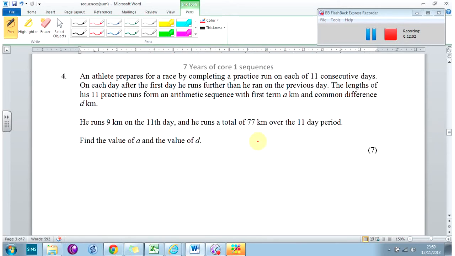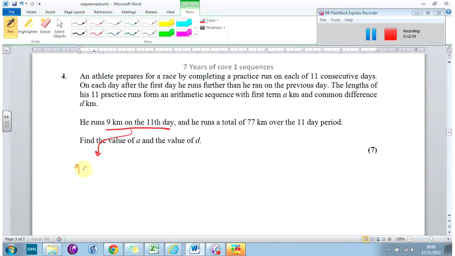Okay, question 4. Right, trickier one this. Lots of writing, 7 beautiful marks. What have we got here? Well, we've got 11 days, and on each day he runs further, so the lengths of his 11 practice runs form an arithmetic sequence with first term a, common difference d. So we don't know what those are. So he runs 9 kilometres on the 11th day. That is code for an nth term. So on the 11th day, he runs 9 kilometres.